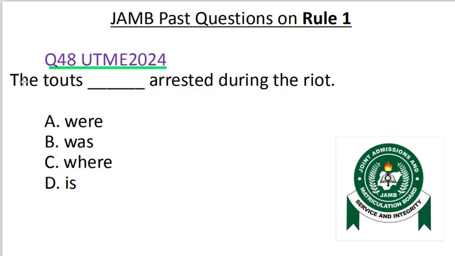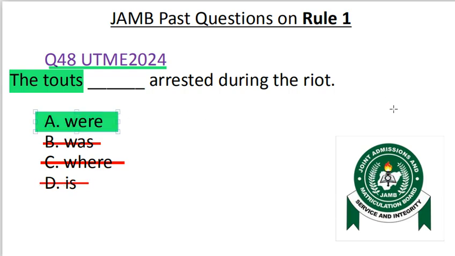Now look at the subject of the sentence, the touts. Tout with S. This shows that the subject is plural. That means our verb will also be plural. Option C, where, is for place, so it cannot be correct. In fact, it is a pronoun, not a verb. So let's eliminate option C. Option A, B, and D, which one is correct? Was is a singular past tense. Is is a singular present tense. It is only option A, were, that is plural past, and that is our correct option. In fact, that is the only plural option in the alternatives. So the touts were arrested during the riot.